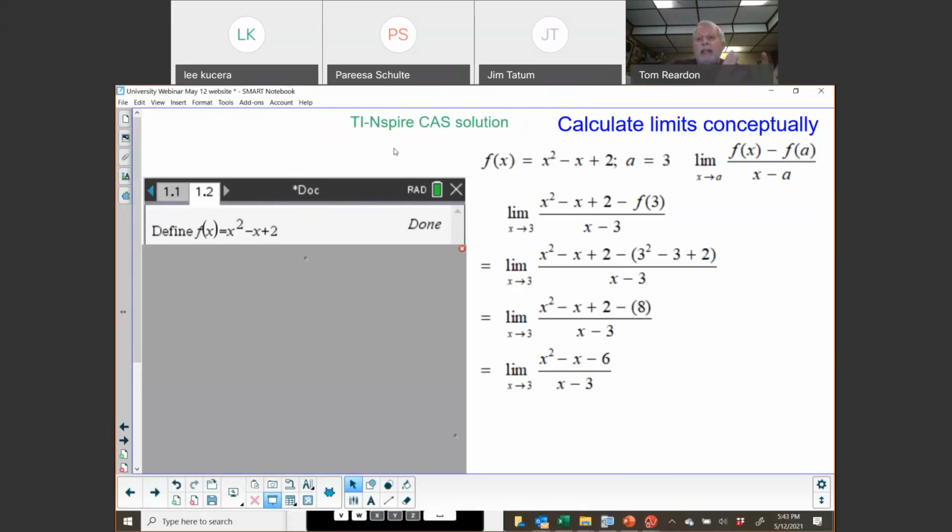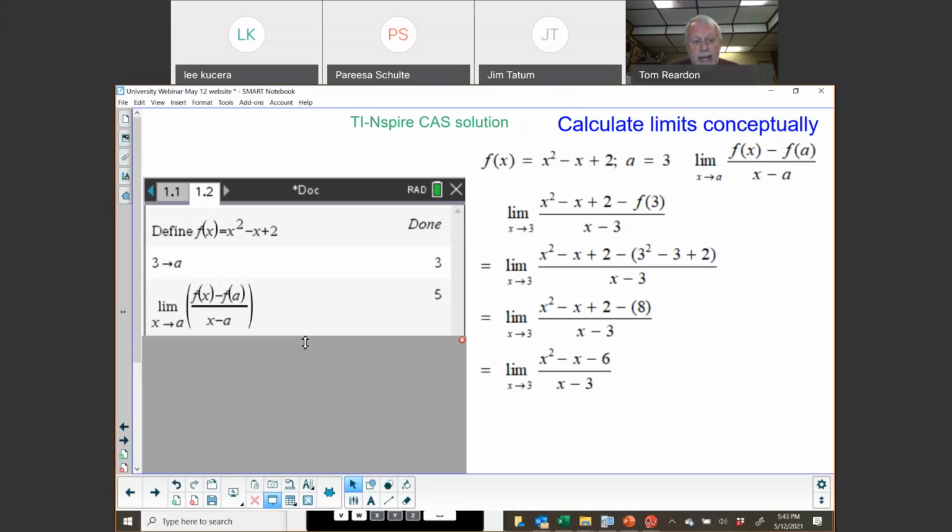So if you do have a TI-Nspire CAS, computer algebra system version, you define the function, and I let a be 3. And let's say I wanted to evaluate the limit as x approaches 3 of the difference quotient here. I type in that limit of the difference quotient. A has been defined, f of x has been defined, and it does all the calculations for you, which I'm not a fan of because that's not doing the algebra that I would like them to be able to see, but I want you to be aware of the power of what it will do. Okay.